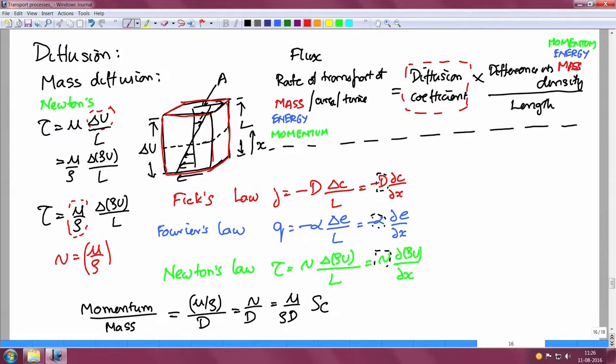Diffusion at its origin is a molecular phenomenon. It takes place due to the fluctuating velocity of the molecules.